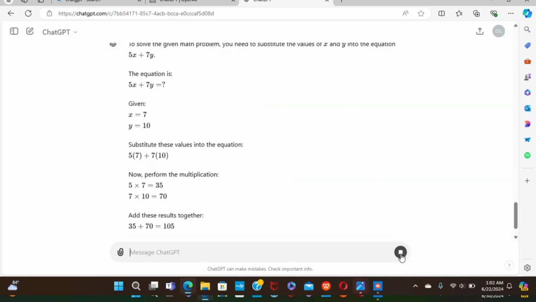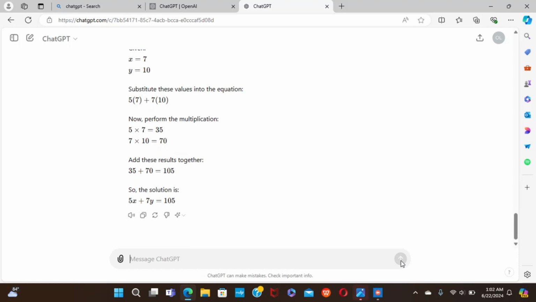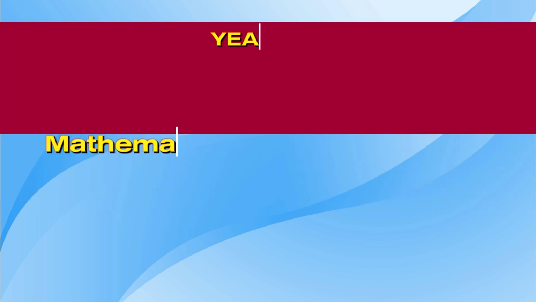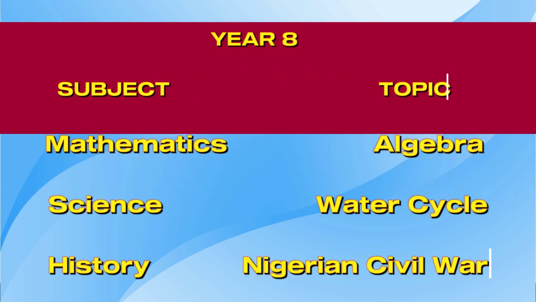Now, let's dive into the menu of the day, which is to create assessment questions with ChatGPT. Step 1, define the topic and scope. This means choose the subject and specific topics for your assessment. Today, we'll create questions for a grade 8 algebra quiz.